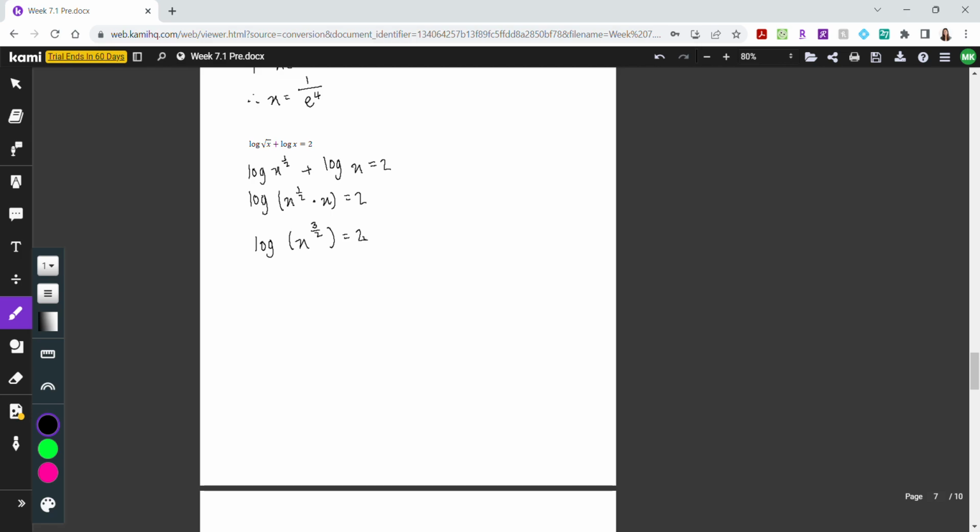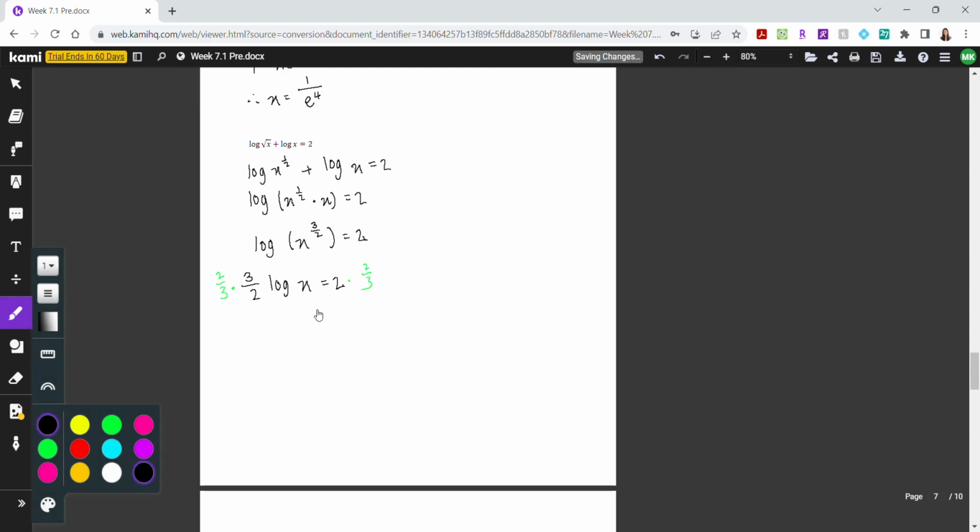Now I have an exponent, right? Because there's an exponent, I'm going to write it to the side of my log. So I'm going to get 3 over 2 log x equals 2. Now I want to get rid of this, right? I want log x to be isolated. So I'm going to multiply both sides by 2 over 3.